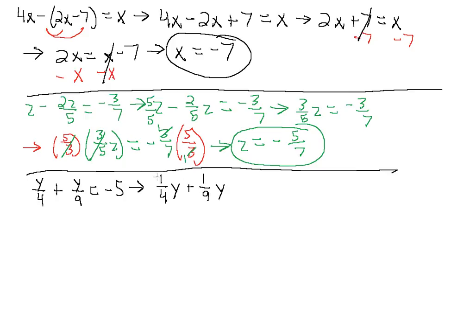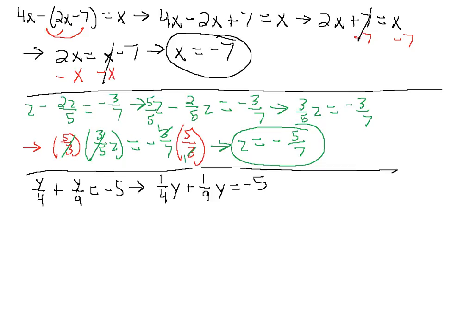And we can see that this works because if we multiply 1 over 4 times y, we're simply multiplying by y over 1, so we multiply the numerators. So 1 over 4y is the same as y over 4. And the same thing goes with y over 9. Okay? And we have minus 5 on the other side.